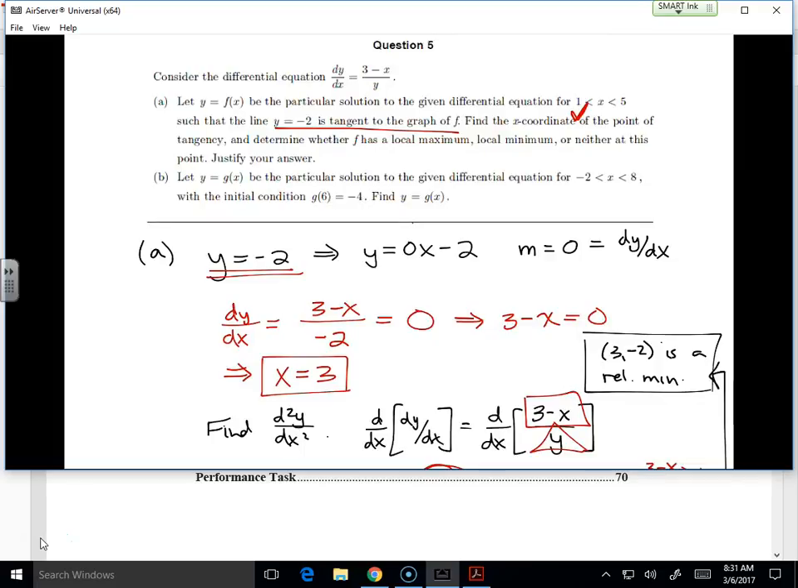Question, what's letter B ask? Okay. Let y equal g of x be the particular solution to the differential equation, blah, blah, blah, with the initial condition. Who's that guy? It's my clue. When it says find y equals g of x, am I using or am I solving? I'm solving that differential equation using separation of variables. You guys, ready, set? Solve the differential equation, plug in your clue.